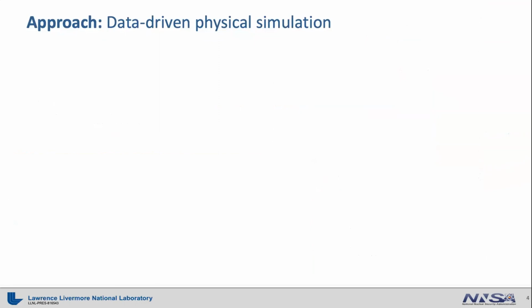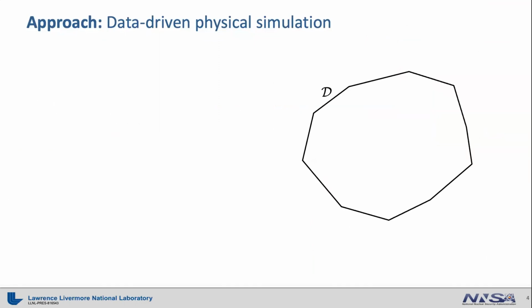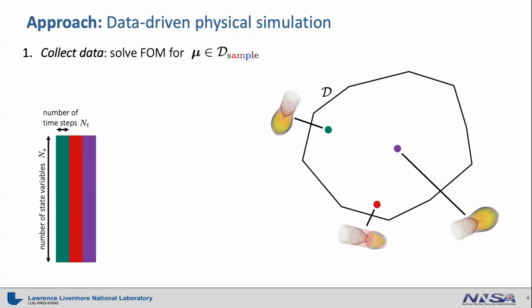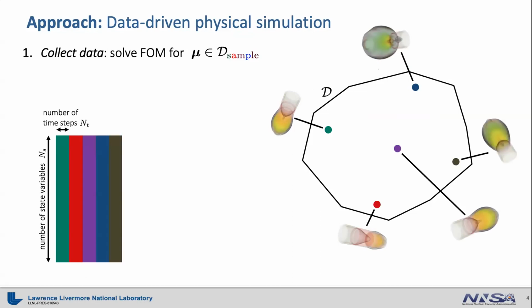A reduced order model can be built by first considering a parameter space. The parameter space can be initial condition, boundary condition, material properties, or any parameter, right? Then you collect simulation data by solving the full order model with high performance computing machines for several sample points in your parameter space. Then you apply machine learning techniques to build a reduced order model.